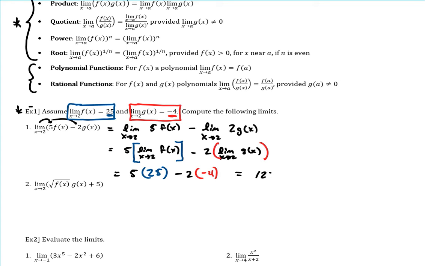So we've got 5 times 25 is 125. Minus a negative becomes plus. 2 times 4 is 8. And so we have 133. So it's really more of an order of operations problem when they set it up where they give you just random limit values like this.